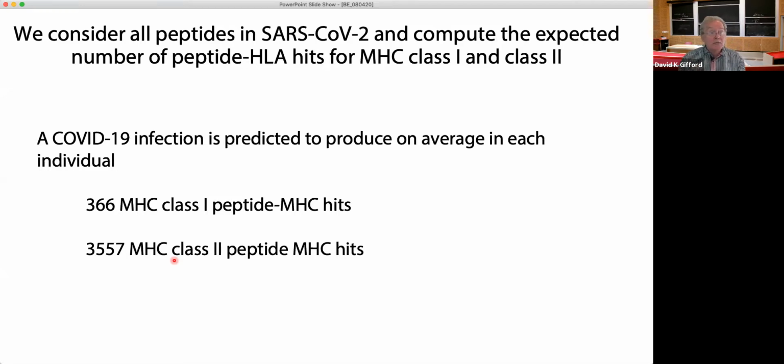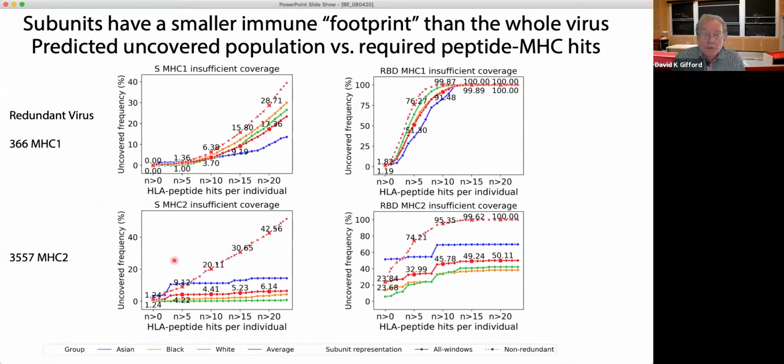And now we ask, if you take a subpart of the virus, a subunit, which of course is going to exclude a lot of viral peptides, how much does that decrease the footprint that the vaccine is going to present to the immune system? So we did that analysis for all the possible subunits of SARS-CoV-2. Here are 2 of them.